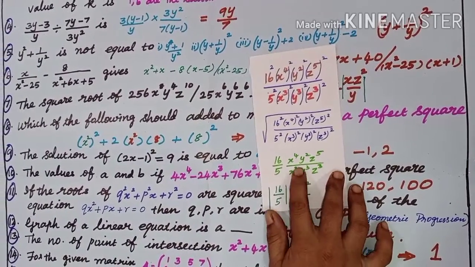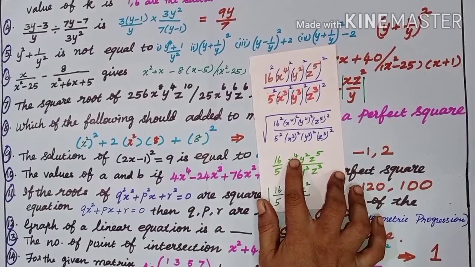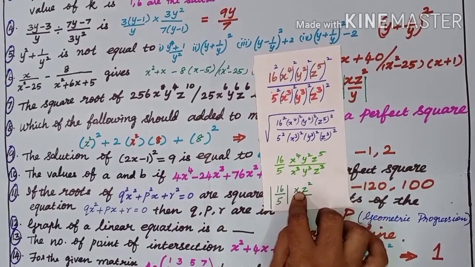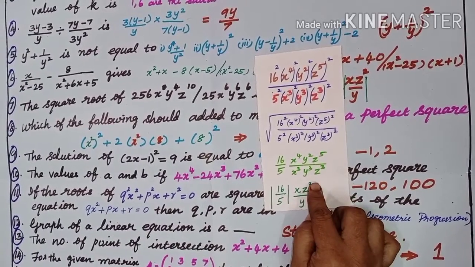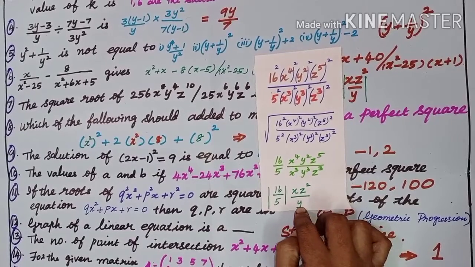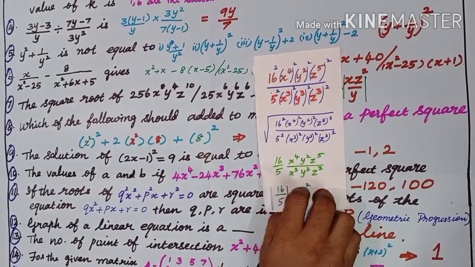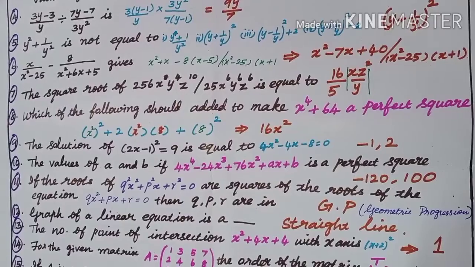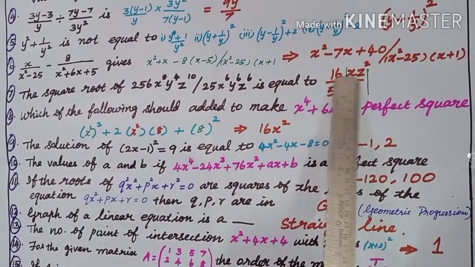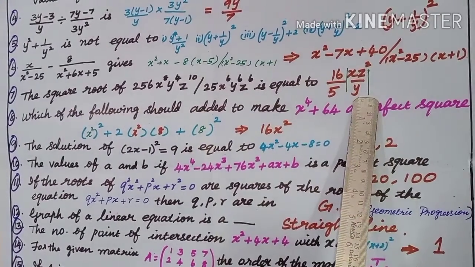So after cancelling, you reduce 3 powers, here you will get 1x, you will get z power 2, and in the denominator you will get only y. So next question, what is your answer? 16 by 5 x z squared divided by y.